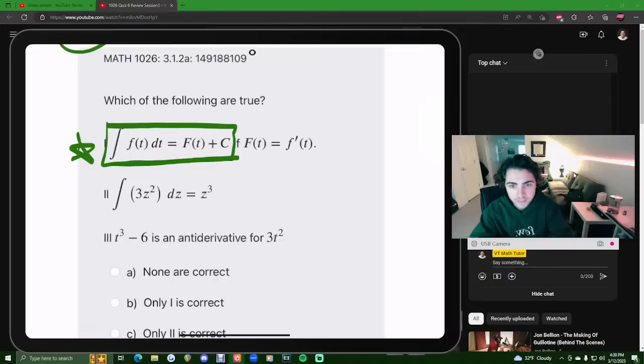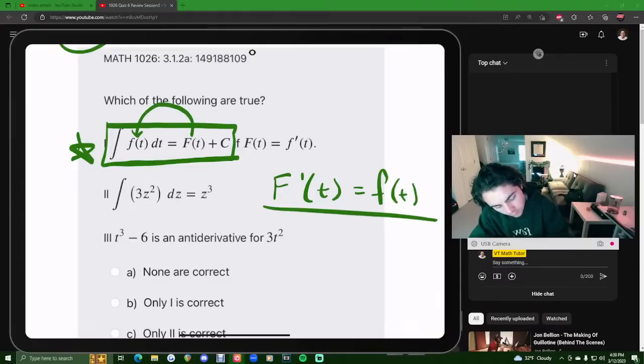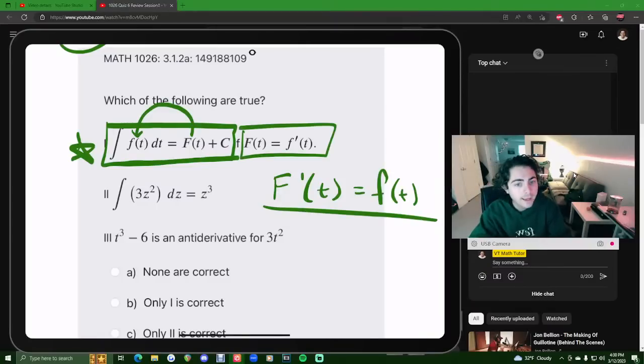So this is saying capital F of t is the antiderivative of f of t. If capital F of t is the antiderivative of f of t, then that means if we took the derivative of capital F of t, we should get what's on the inside every time. So I just wrote this. Does what I wrote match what they wrote? No. So, false statement. That's it.